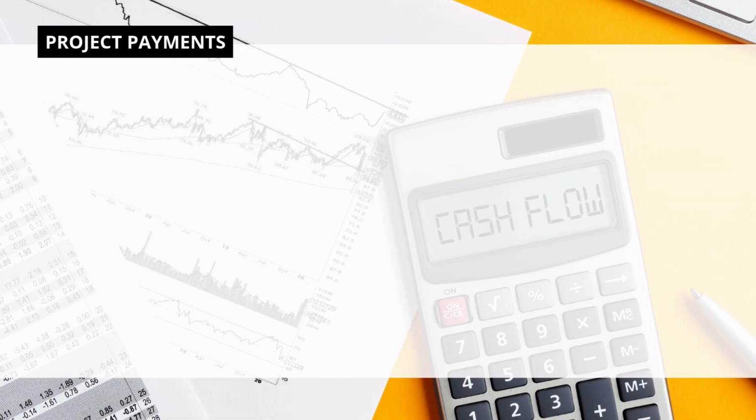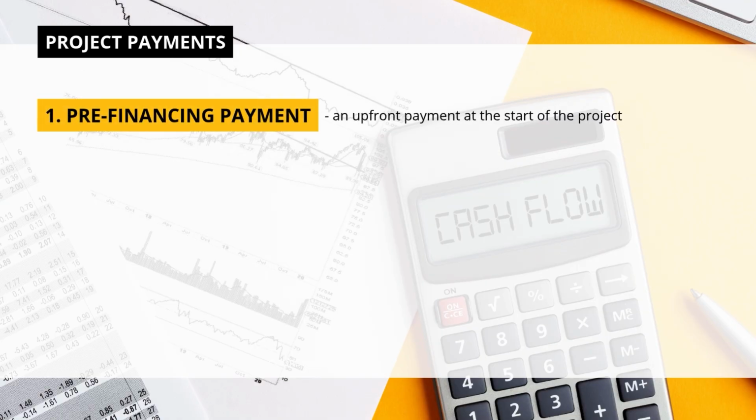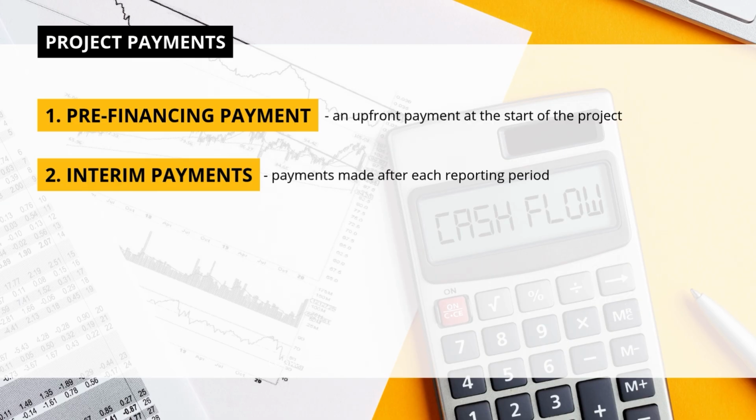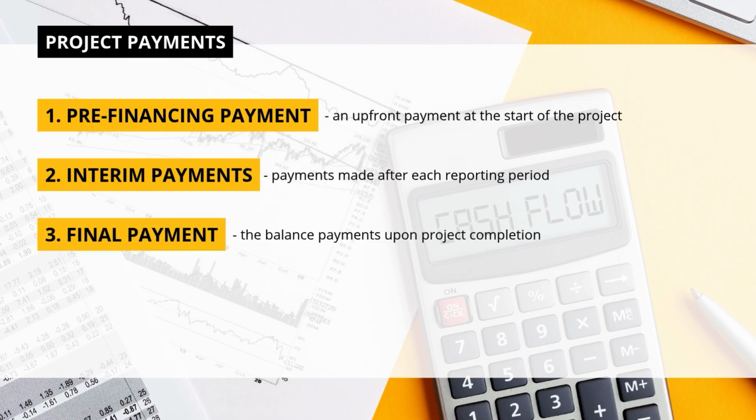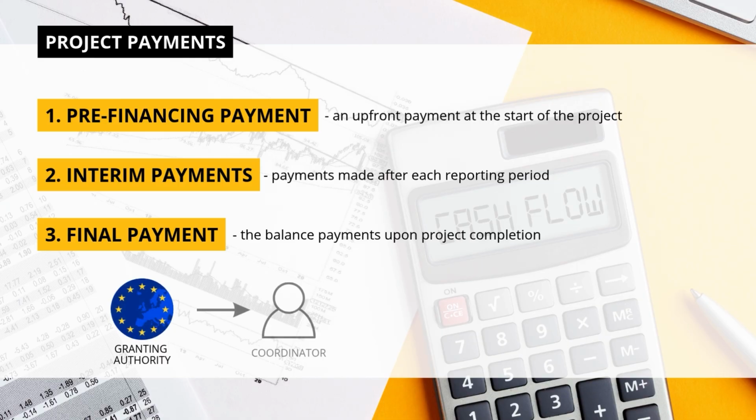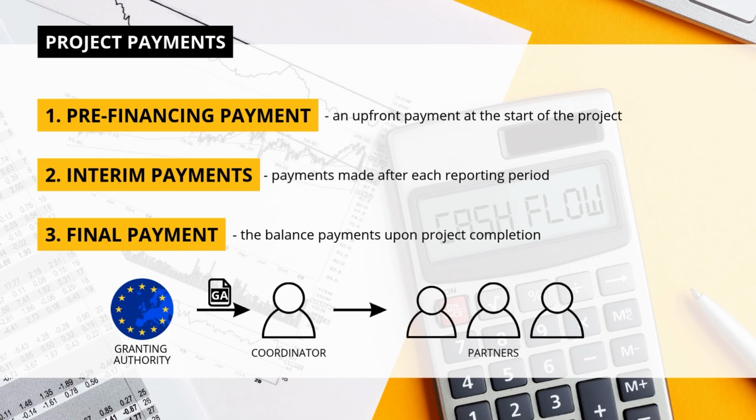Funding follows a structured financial flow, with payments made in 3 phases. Payments are transferred from the granting authority to the coordinator following the grant agreement. The coordinator then distributes them to consortium partners as specified in the consortium agreement.